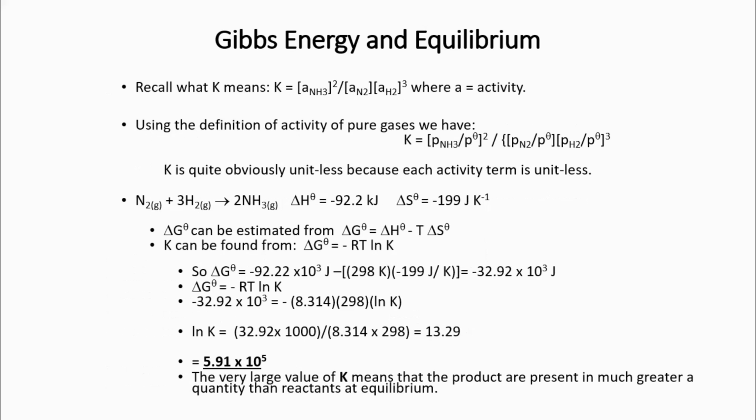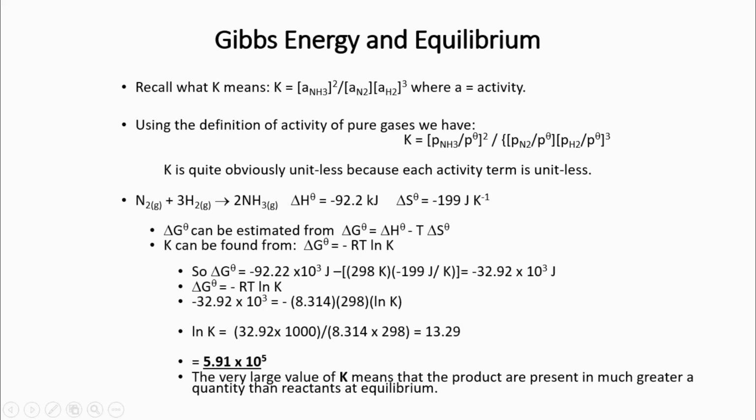Now back to this ammonia system. Of course, as mentioned, the equilibrium constant is given by this expression here. Now, using the definition of activity of pure gases, we know that it's the partial pressure of the gas over standard pressure. And so what we have done here is to basically just replace the activity with what activity means for gases. And this is how we end up with this expression here. Now, K is obviously unitless since the activity terms are basically unitless.